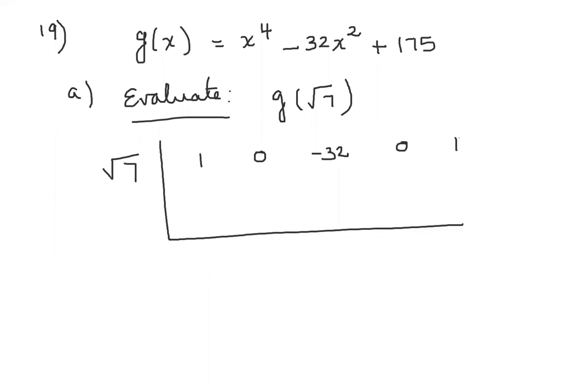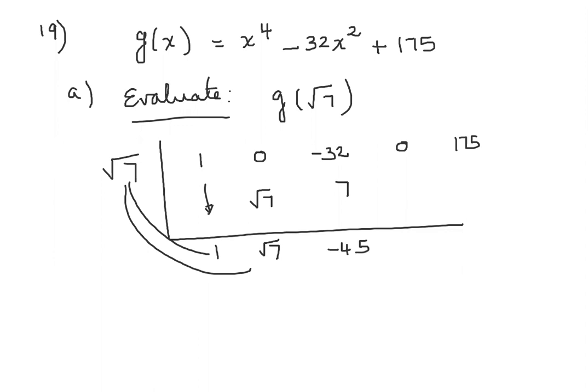So it's going to be 175. And this 1 times square root of 7 is square root of 7. Square root of 7 times square root of 7 is just 7. So we get -45. Negative 45 times square root of 7.